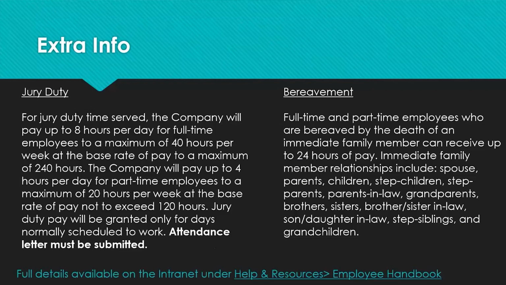The company will pay up to 4 hours per day for part-time employees to a maximum of 20 hours per week at the base rate pay, not to exceed 120 hours. Jury duty pay will be granted only for days normally scheduled to work. So if you are scheduled to work on a weekend, we know jury duty only runs Monday through Friday. You would still be expected to work those weekend days or have your shift adjusted with your manager.